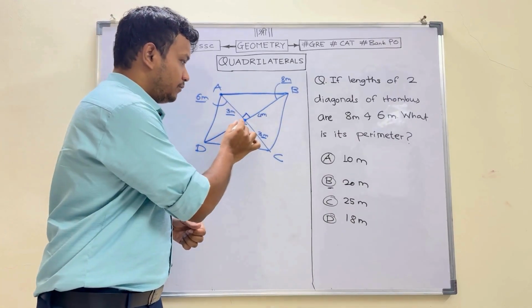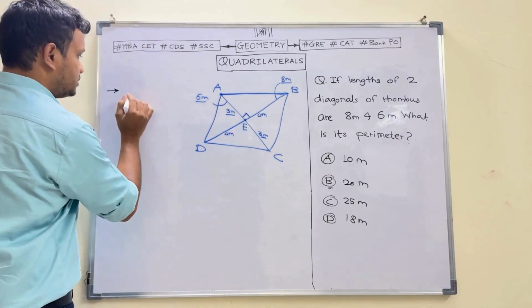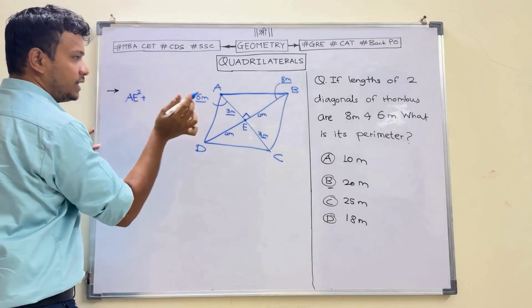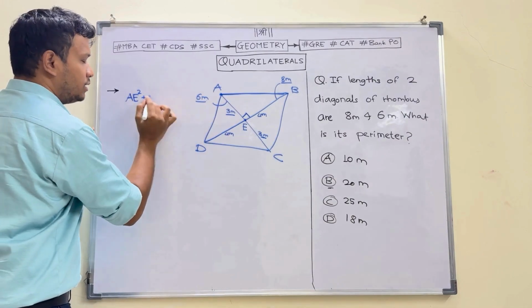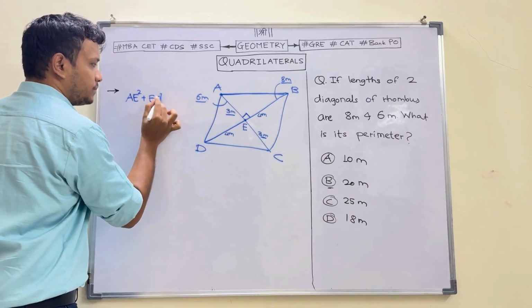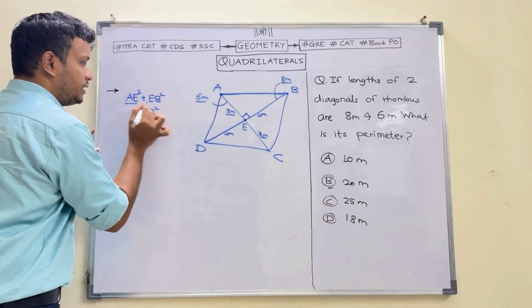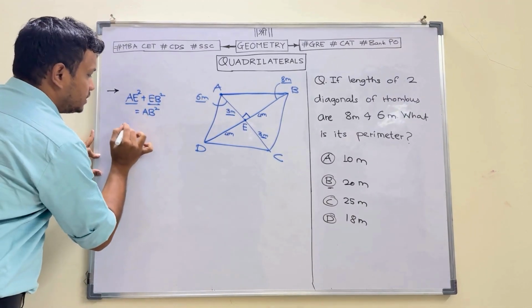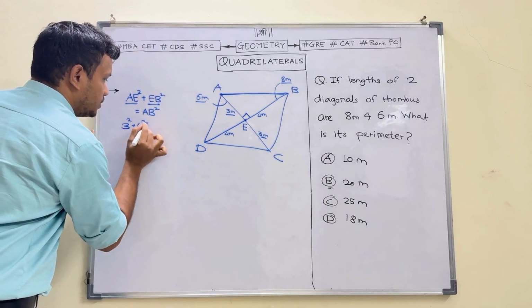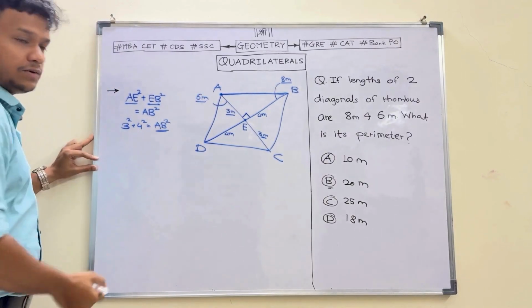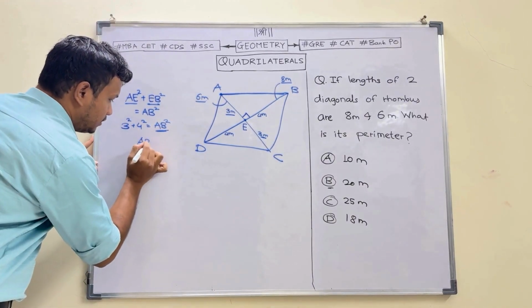Pythagoras theorem tells us that the summation of squares of the sides is equal to the square of the hypotenuse. AE square plus EB square is equal to AB square, correct? So I know AE and EB, I can just put the values here. 3 square plus 4 square is equal to AB square. So I'll get AB from this equation. AB should be equal to 5 meters.